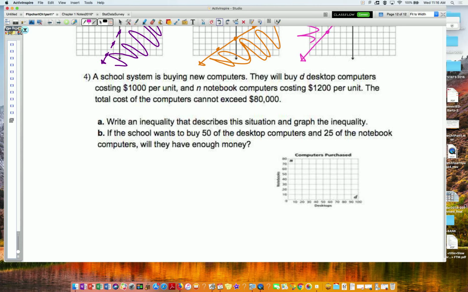Okay? So they decided to use, if you see in the graph here, D for desktops, N for notebooks. I still might use X and Y. So I might just say here, I'm going to let X equal the number of desktops. But if you use D, like I think the key of the notes actually might have, that's just fine too. Y is the number of notebooks.